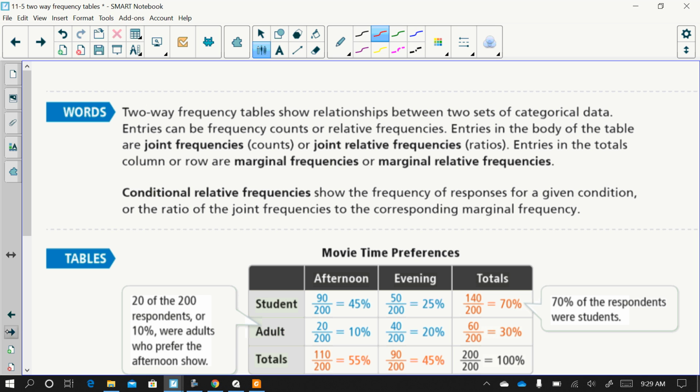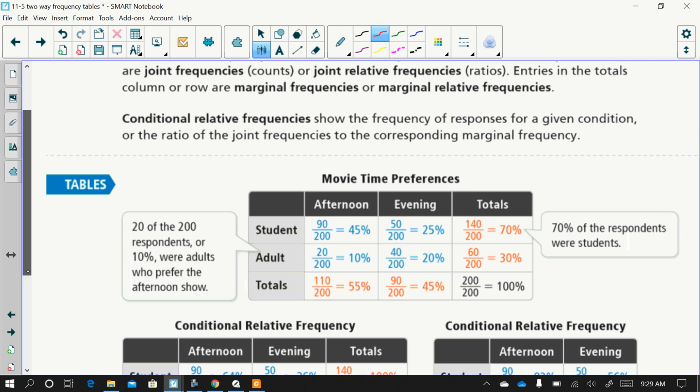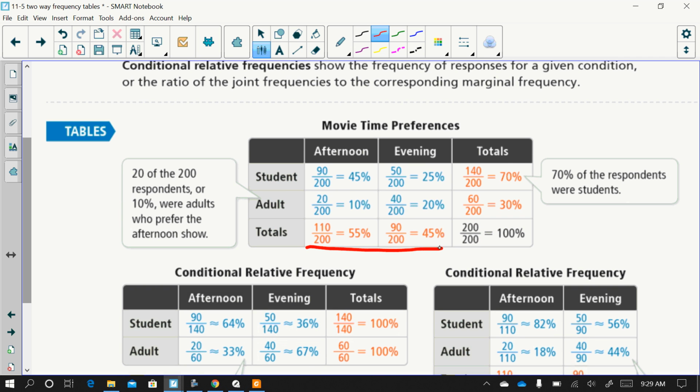So just to sum it up real quick, two-way frequency tables show relationships between two sets of categorical data. Entries can be frequency counts or relative frequencies. Entries in the body of the table are joint frequencies, or counts, and joint relative frequencies, which are ratios, or percents. Entries in the totals column or row are marginal frequencies, or marginal relative frequencies. Okay, so then conditional relative frequencies show the frequency of responses for a given condition, or the ratio of the joint frequencies to the corresponding marginal frequency. Okay, remember the margins are down here and over here. The joints are in the inside.